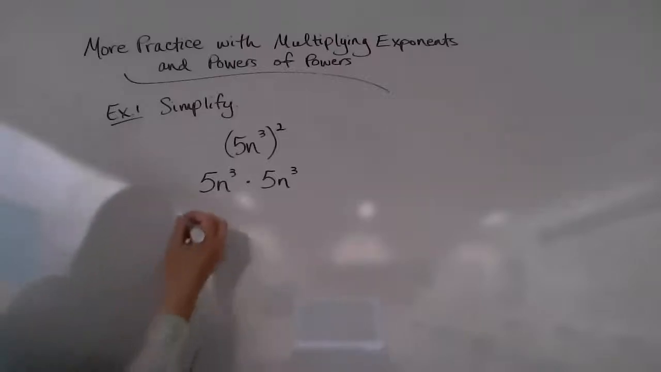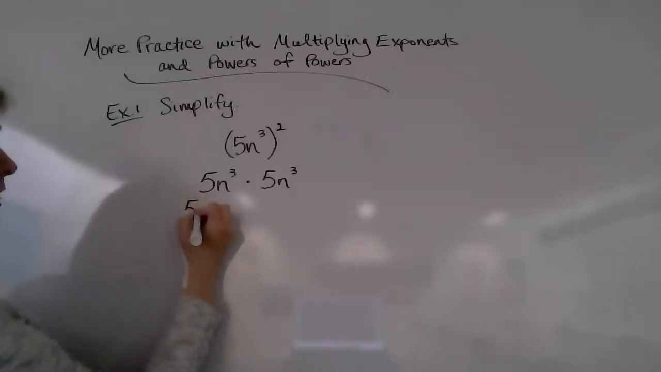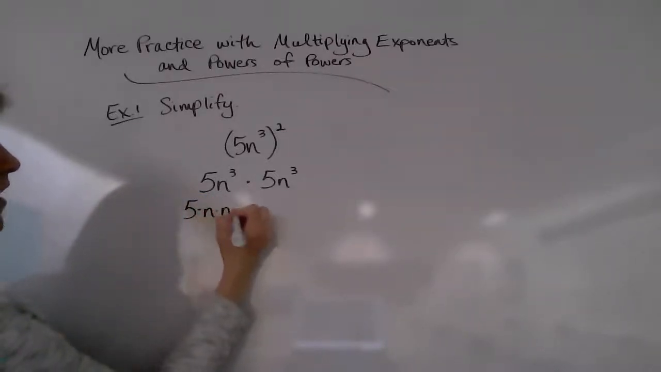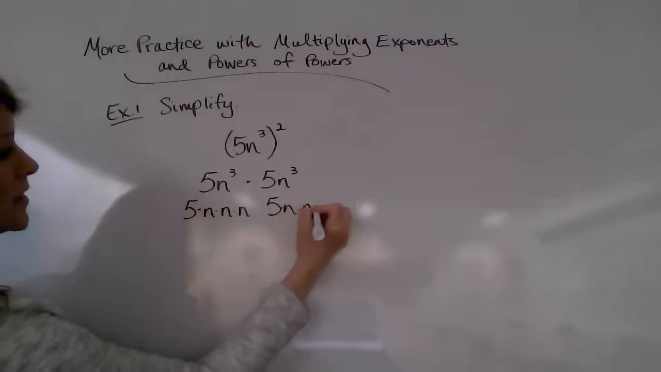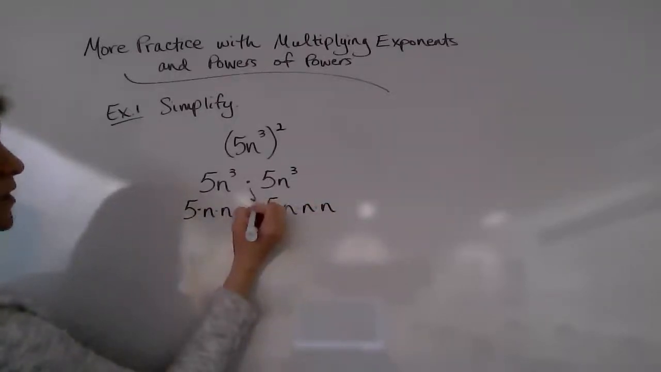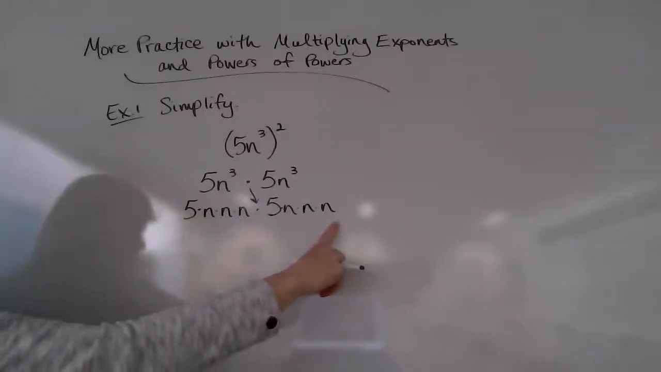So let's go ahead and write that out. So we have 5n to the third being multiplied with another 5n to the third. If you wanted to write it out the long way, just to make sure that you're remembering those shortcuts correctly, this would become 5 times n times n times n. We have another one over here, 5 times n times n times n. Those are being multiplied together. This is one long string of multiplication.